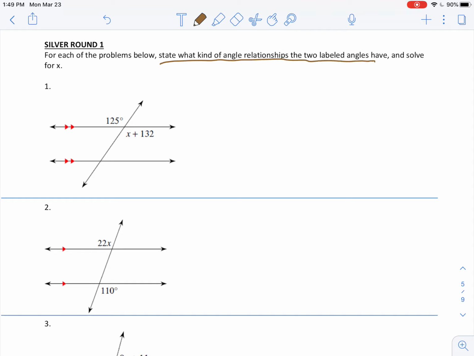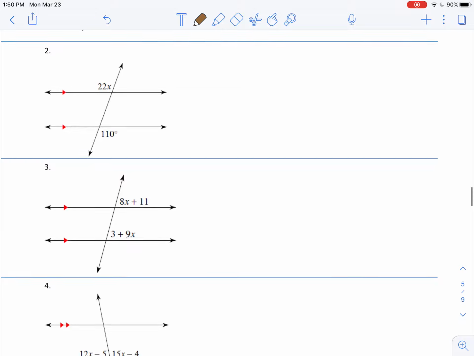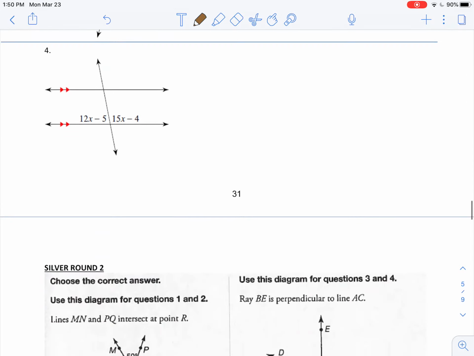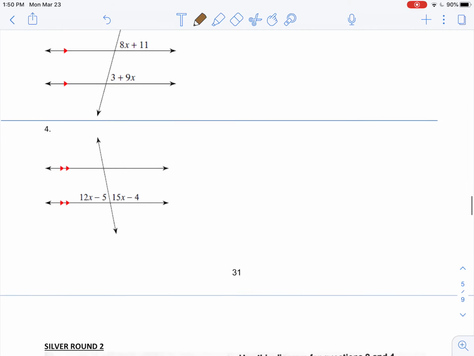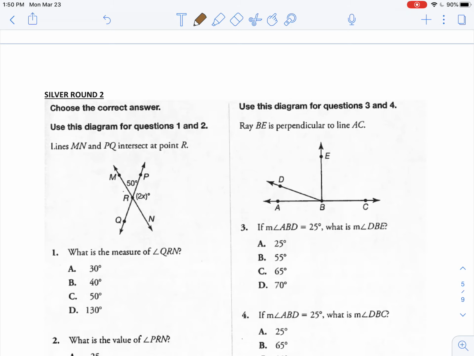On the next page, page 31, for each problem, state what kind of angle relationship the labeled angles have, and then solve for x. So first you're going to look, and you're going to say, I know. Those are, write it. And then what do we know about vertical angles? Yep. And then you write your equation. Well, the two angle measurements are the same. And then you're going to solve and find x. Go back on your notes and like alternate exteriors, look for them. Look at your notes, make sure that you can label all of those types of angle relationships.